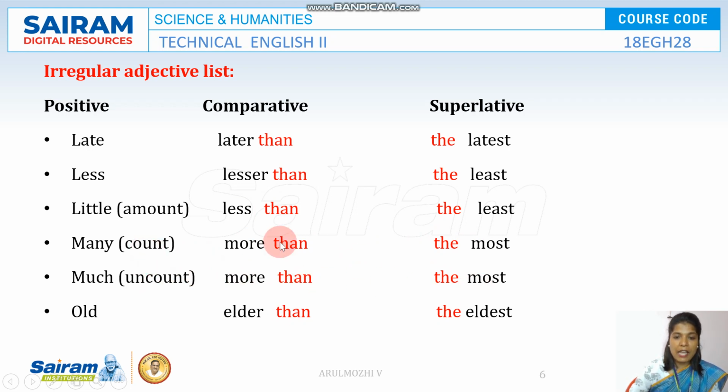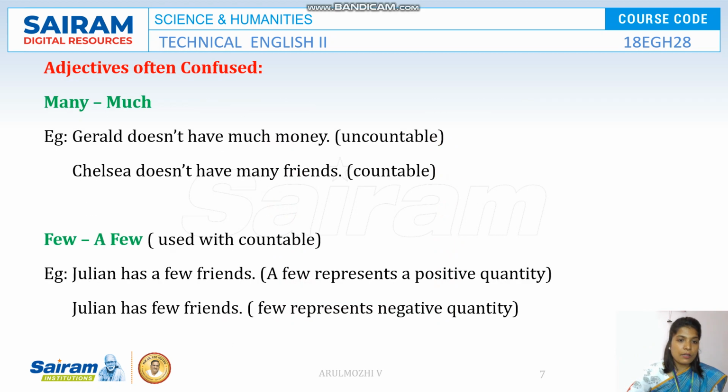Many and much, they have the same comparative and superlative forms. But the thing is, many is used for countable nouns, much is used for uncountable nouns. Old, elder than, the eldest. It is used regarding age for people. But we have old, older than, the oldest. It is regarding objects. When we talk about the duration of an object, we say old, older than, the oldest.